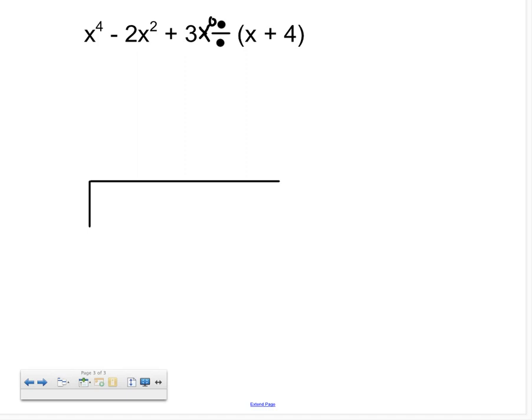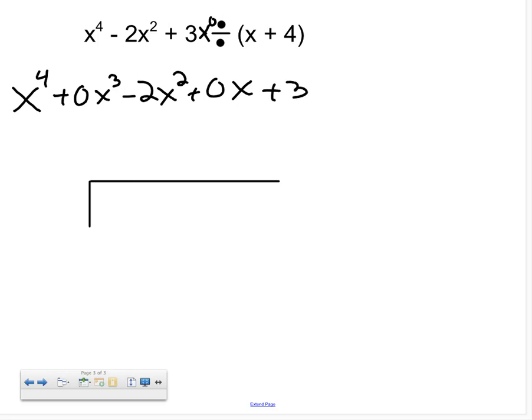So how do I rectify that? How do I adjust for that? Well, it's actually a very elegant solution here. What you do is you put your stuff in order, x to the 4th, but every time you come across an exponent you're missing, you plug in a 0 coefficient for it. So it'd be x to the 4th plus 0x cubed minus 2x squared plus 0x plus 3, or again, you can write 3 times x to the 0 if you want, divided by x plus 4. So now I have my exponents in descending order. They go 4, 3, 2, 1, 0.